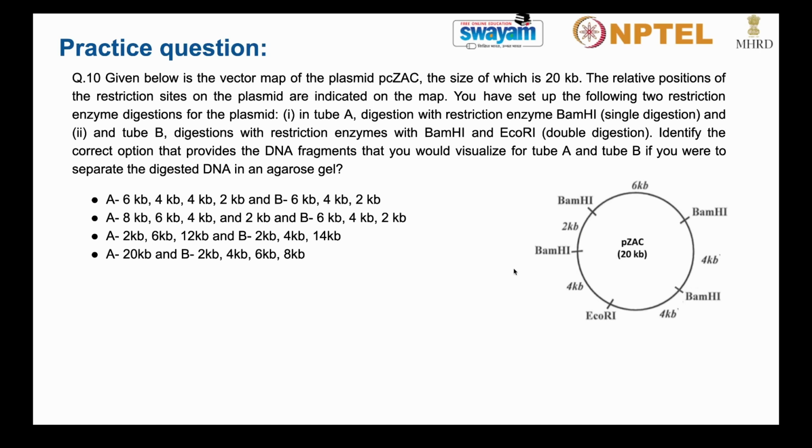So it's quite clear, you can guess. You can try to draw it with paper and pen, and then you can see what would be the length of different fragments. As it is a circular DNA, it's quite clear how many fragments it would generate, depending on the number of cleavage sites that are present.